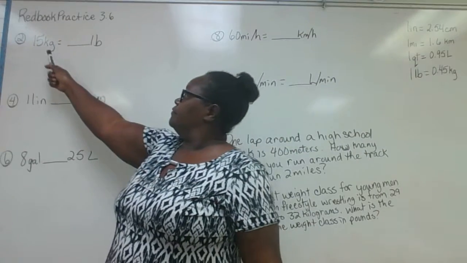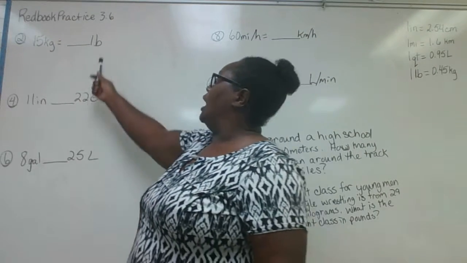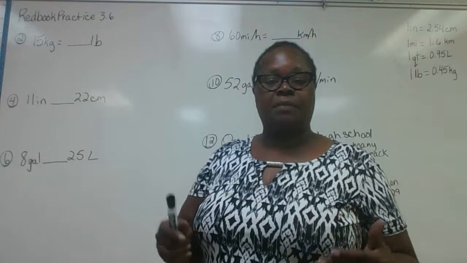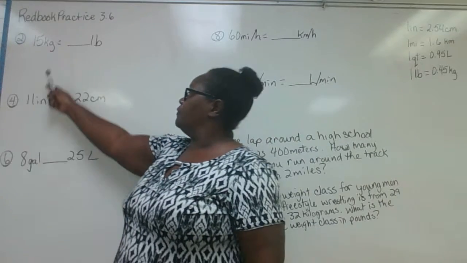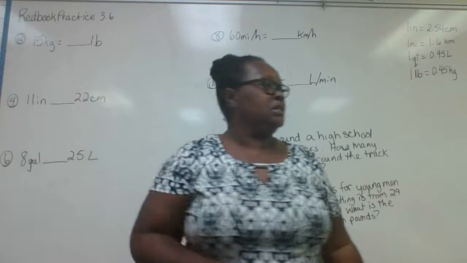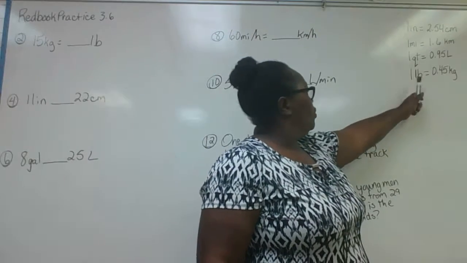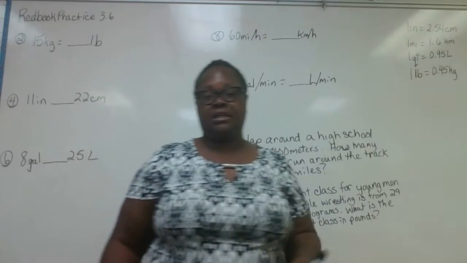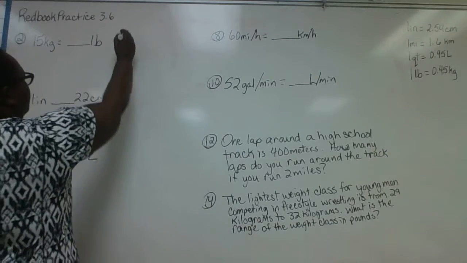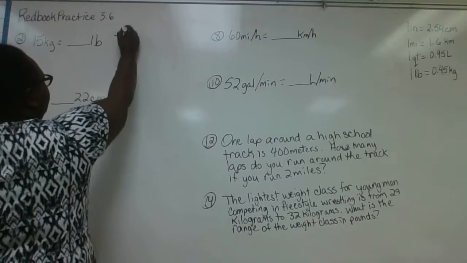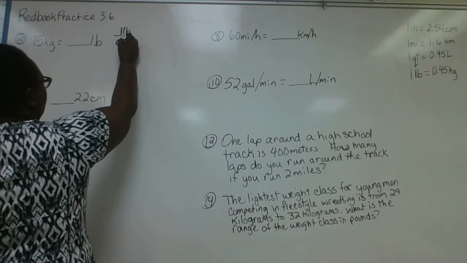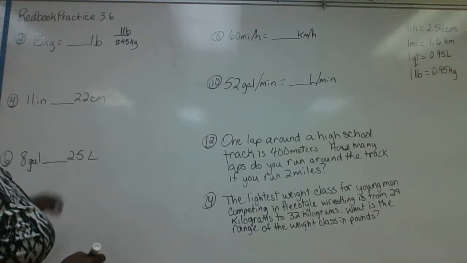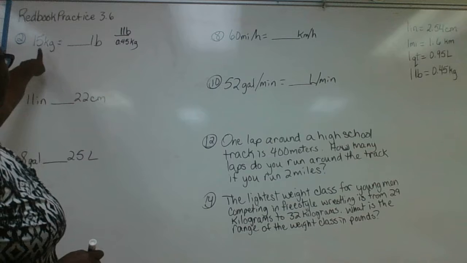Here we have 15 kilograms. We want to know how many pounds that equals. So first step, remember we must set up our conversion ratio. We want to convert kilograms to pounds or pounds to kilograms. Here we have 1 pound equals 0.45 kilograms, or 45 hundredths of a kilogram. So that's our conversion ratio: 1 pound to kilograms. Now when we want to get our equivalent, we take a look at what we have.